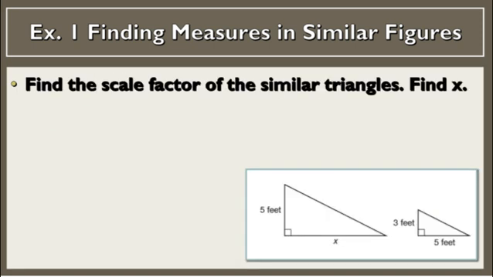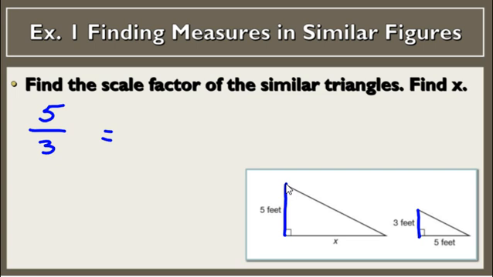Next one, find the measure in similar figures here. We have two similar right triangles. We want to find the scale factor, and then find out what x is. So again, with the scale factor, we look at all of our sides, and we want to find the side that we know the lengths of for both shapes. We know that this side is 5, and the corresponding side on this triangle is 3. So we're going to have a ratio of 5 to 3. That's our scale ratio, our scale factor.